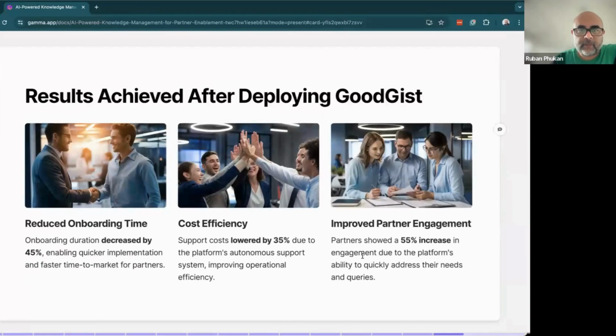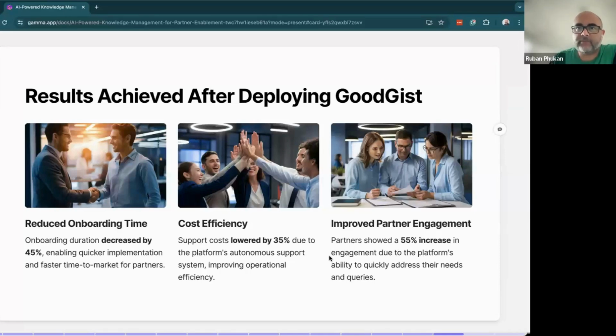So on deploying Gudges, they were able to decrease the onboarding time by almost 45%, and basically this enables a faster go to market for the partners, right? The support cost they were able to reduce by almost 35%, because a lot of the answers that partners were asking, or support tickets that they were raising, the AI was able to handle, right?